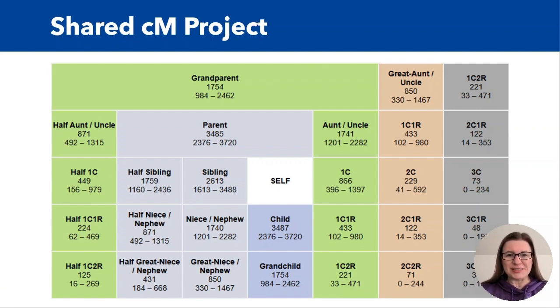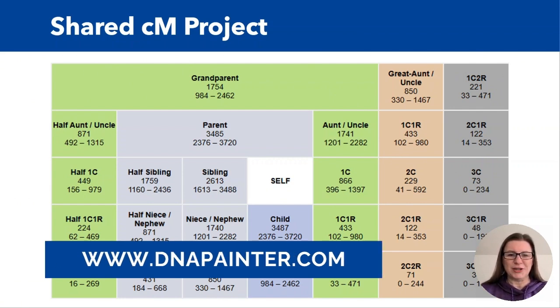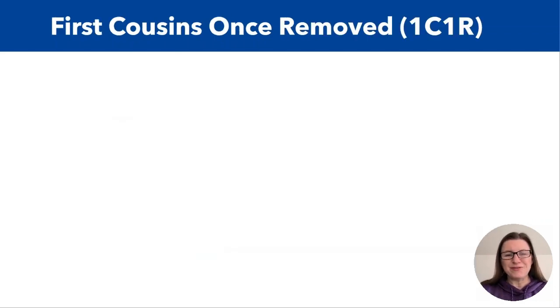So this is the Shared Centimorgan project, and you can find it at dnapainter.com. And it shows us the average amount of DNA two people share depending on their relationship. And in this box, we have first cousins. And first cousins share on average 866 centimorgans. Again, if you remember the Leeds method, we usually use 400 centimorgans down to 90. So this 866 as an average would not fall within that range. And just barely, a few people might see a first cousin show up there, but that's usually not the problem. But let's look at first cousins once removed.